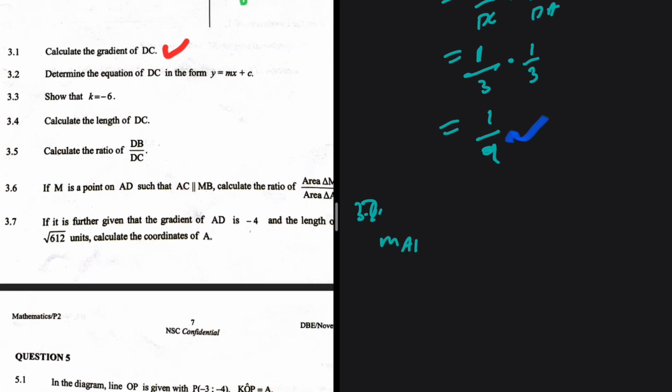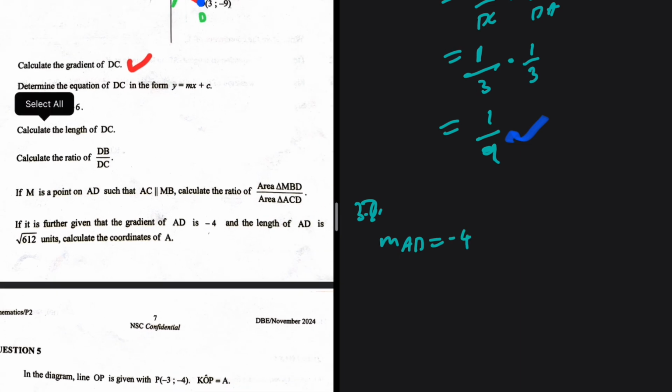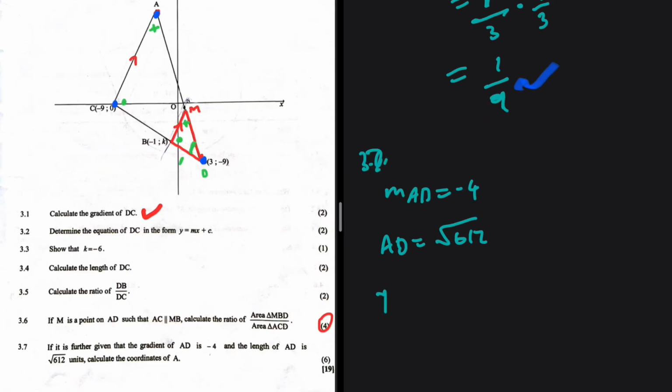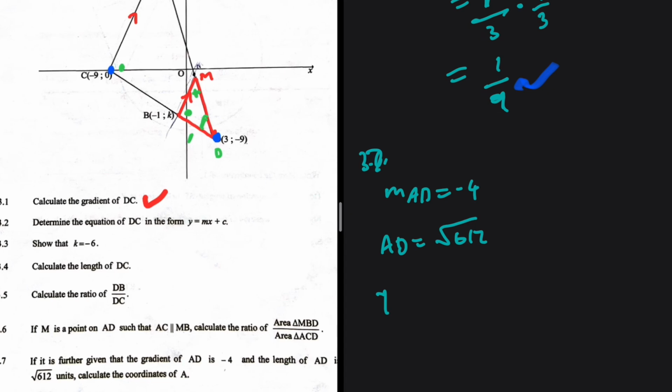So the gradient of AD is minus 4, and the length of AD is √612 units. So we can say that y, the equation of AD, is equal to minus 4x plus c.